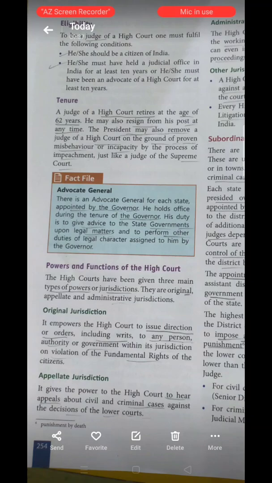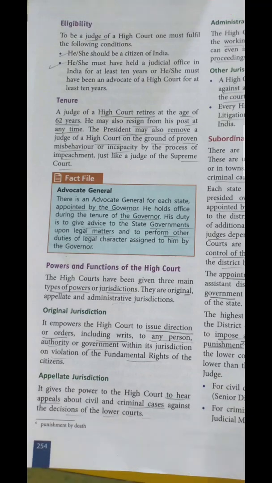Okay, so moving further, now we are going to understand the powers and the functions of the High Courts. The different types of powers and jurisdiction, as we discussed for the Supreme Court, apply to the High Court as well. In the Supreme Court we discussed 4 powers, and the same is true of the High Court. 3 powers are main, and one is considered miscellaneous or other jurisdictions. The first one is the original jurisdiction.